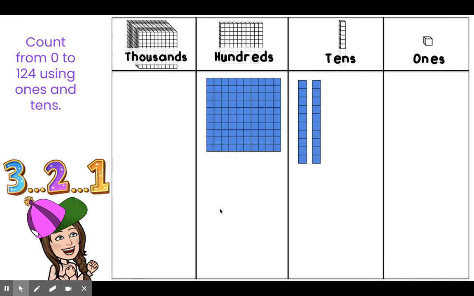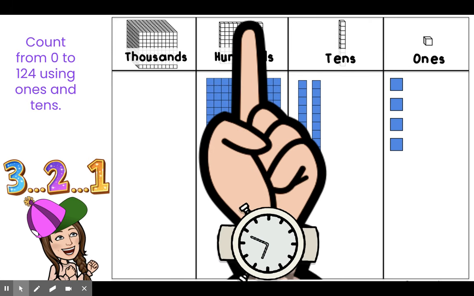Let's do it. 120, 121, 122, 123, 124. You did it! I want you to throw your arms in the air and say, I did it! Good work! Whew! Counting to 124 by ones did take a while. It was a lot of work. I wonder if there's a faster and more efficient way we could do this.